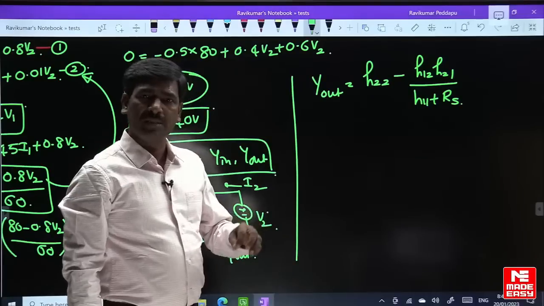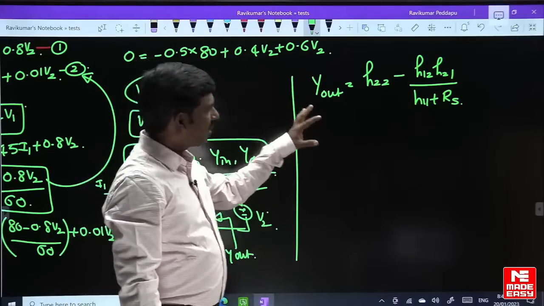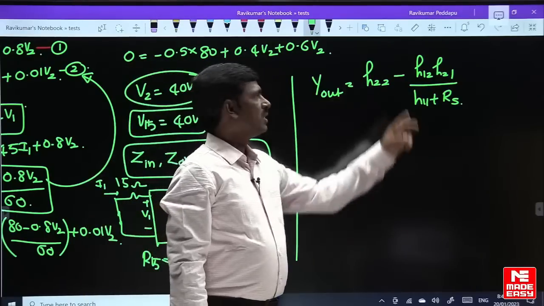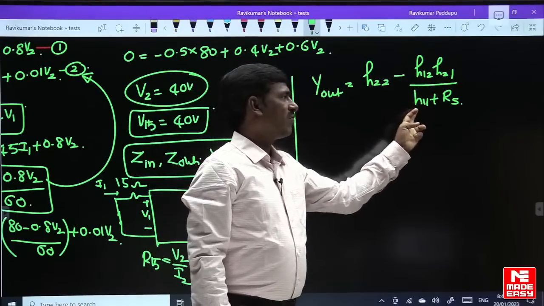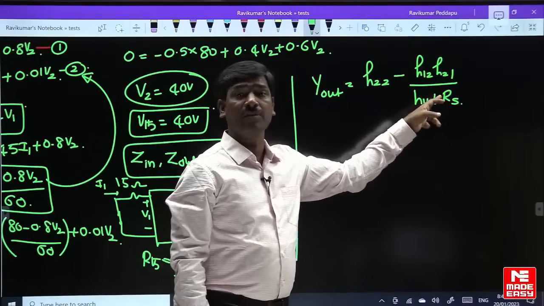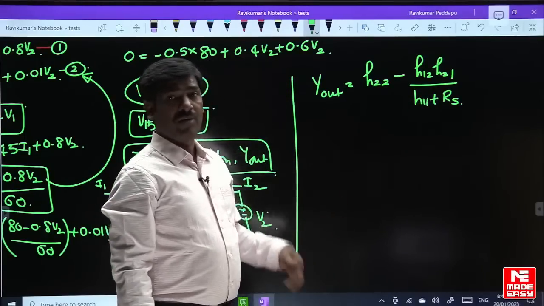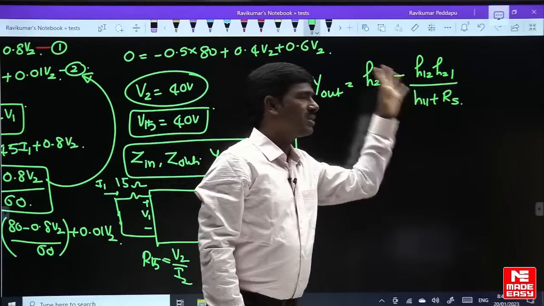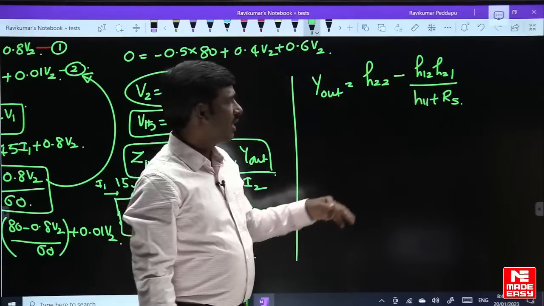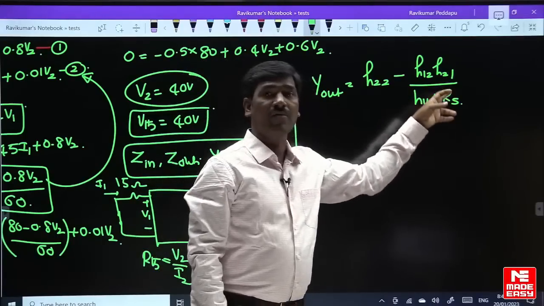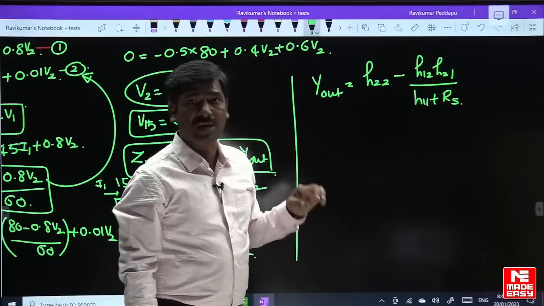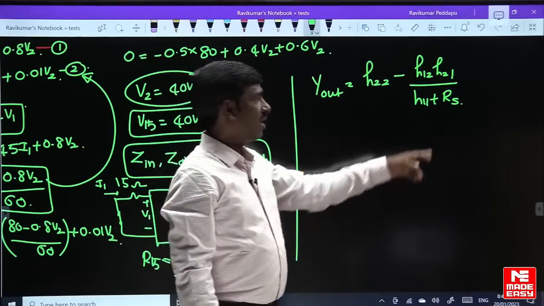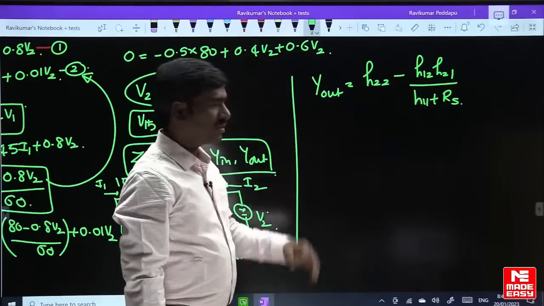In Z parameters it is the same. If it is Z out in Z parameters, it is Z22 minus Z12 Z21 by Z11 plus RS. RS means internal resistance of the source. In Y parameters, Y out is Y22 minus Y12 Y21 by Y11 plus, not RS, but 1 by RS, because RS is in ohms and Y11 is in Siemens. Remember this.